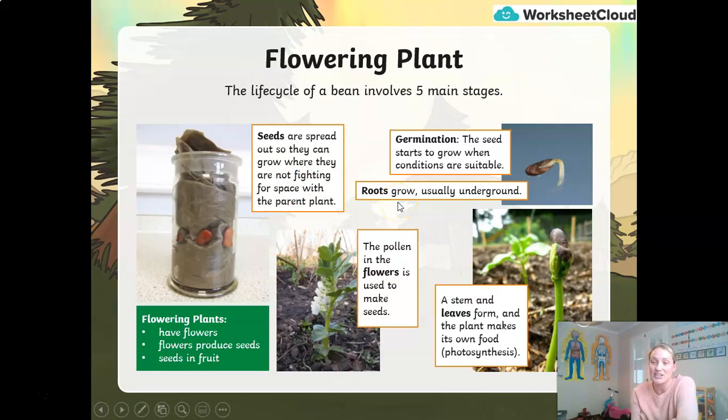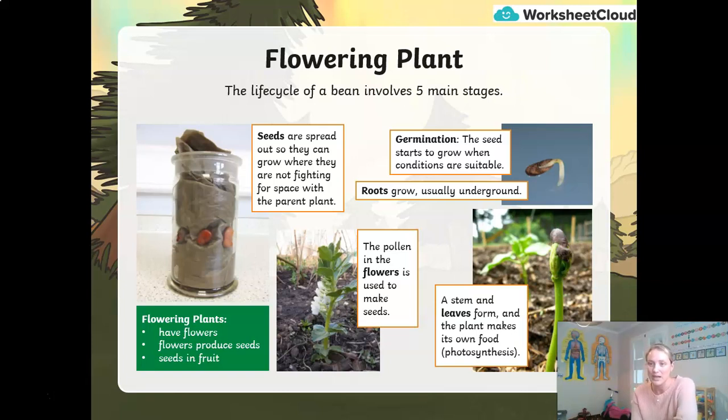Then the second stage is that the root will start to spread out and grow to anchor the plant underground, and then slowly but surely a stem will pop up above ground and we will have what we call a seedling. The stem and the leaves form, and those are very important because the roots now have it anchored and bring up water and nutrients, but the stem and the leaves are green and those are needed to make food for the plant through photosynthesis.